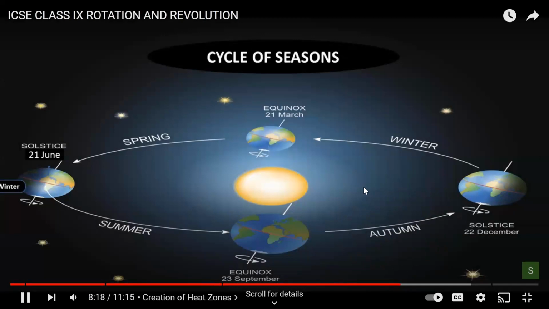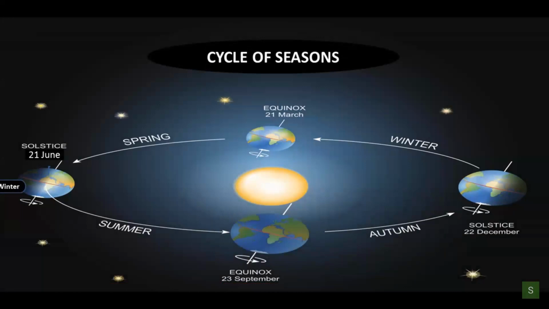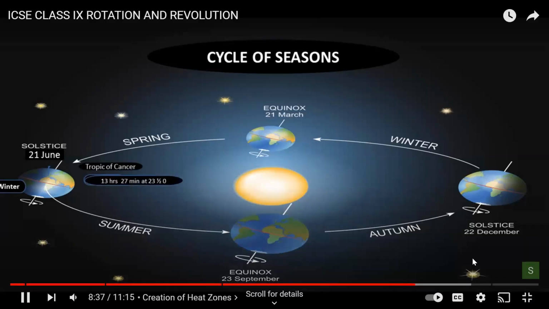On 21st June, it is summer solstice in the northern hemisphere. The rays of the sun fall vertically on the Tropic of Cancer. The duration of sunlight or daytime increases from 12 hours at the equator to 13 hours and 27 minutes at 23.5 north, and further to 24 hours at 66.5 north.